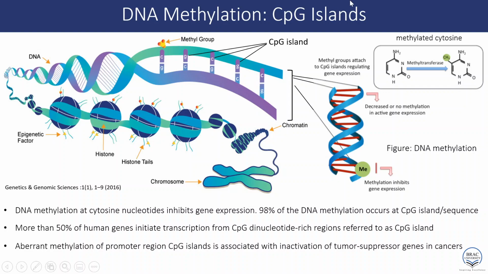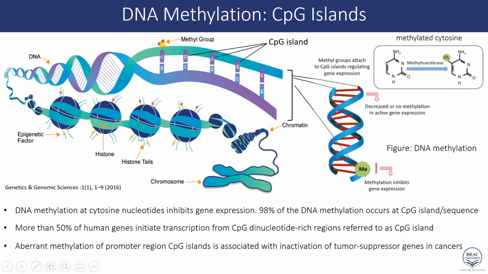In these CpG islands, DNA methylation mainly occurs. DNA methylation mainly occurs at the cytosine nucleotide. In this figure, this is cytosine, and this methylation occurs. The methyltransferase enzyme mainly transfers this methyl group. So this is methylcytosine, the methylated cytosine. This is one modification. Mainly, methylation occurs at CpG islands, especially on the cytosine.